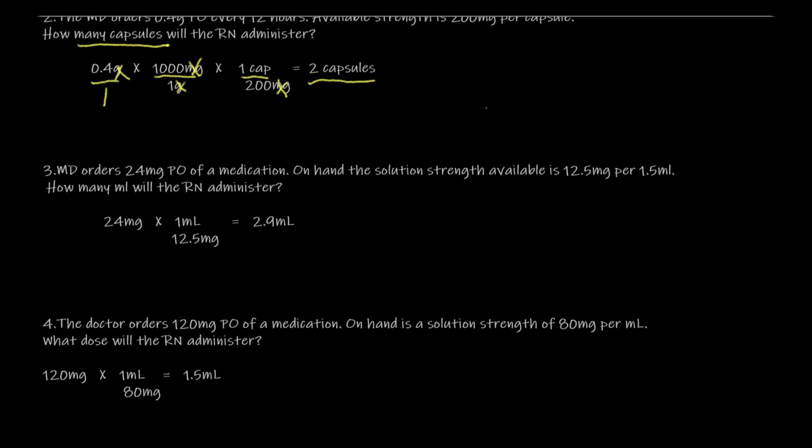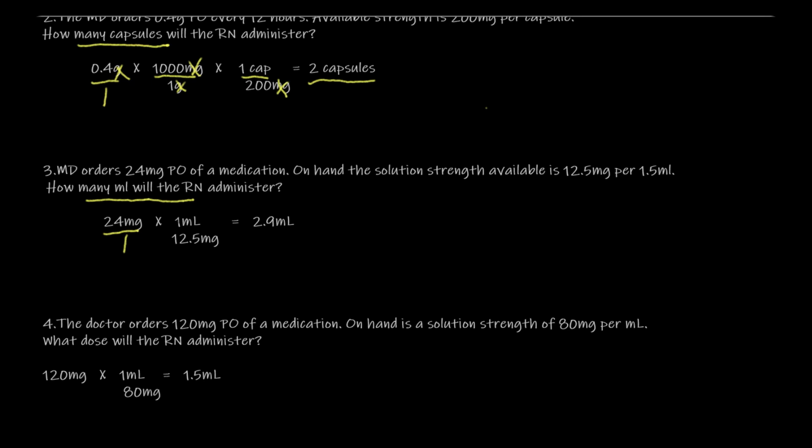Problem number 3. The MD orders 24 milligrams PO of a medication. On hand, the solution strength available is 12.5 milligrams per 1.5 mLs. How many mLs will the RN administer? So this is a single-step calculation because our units are equal.